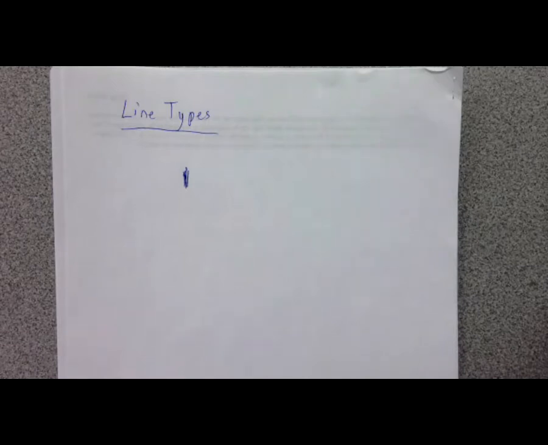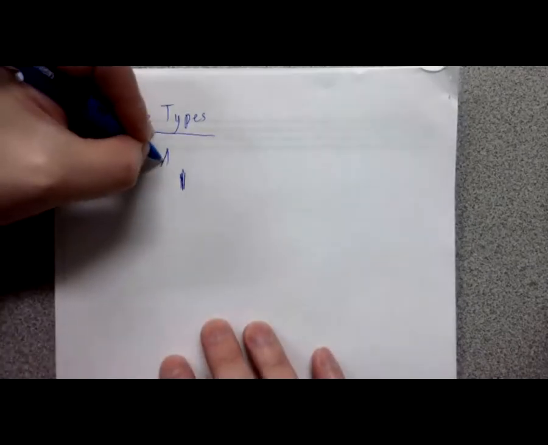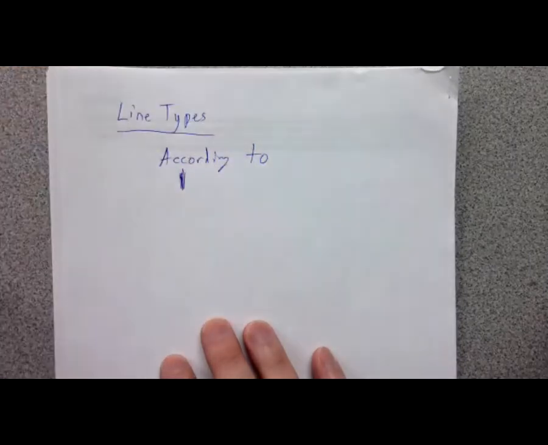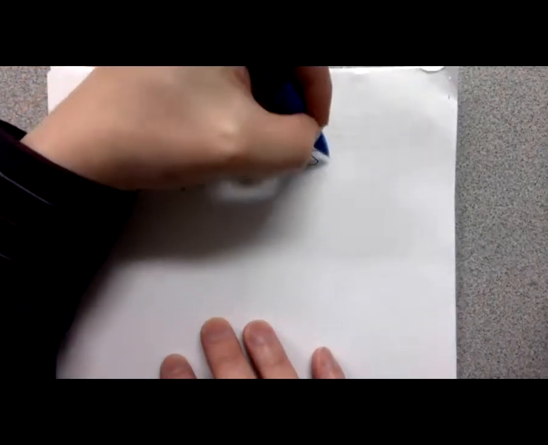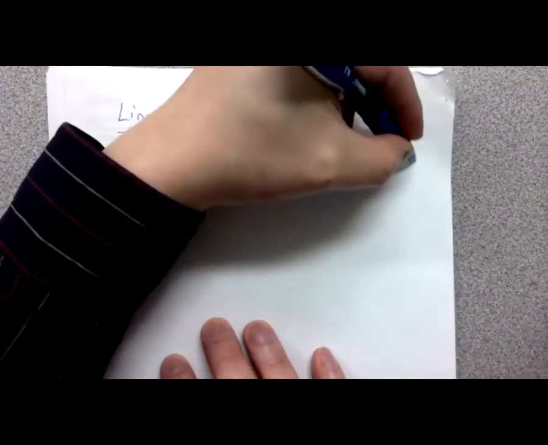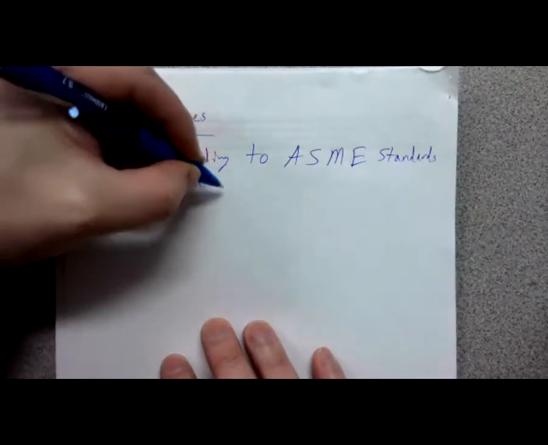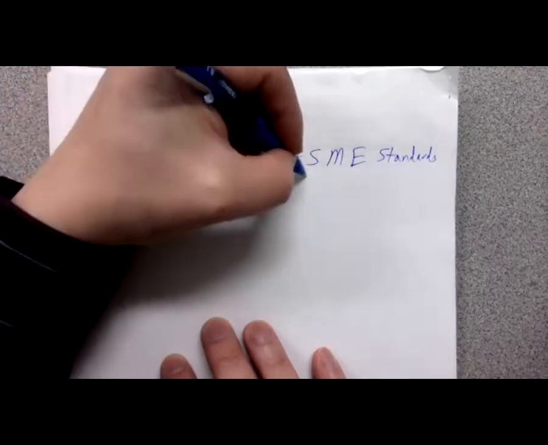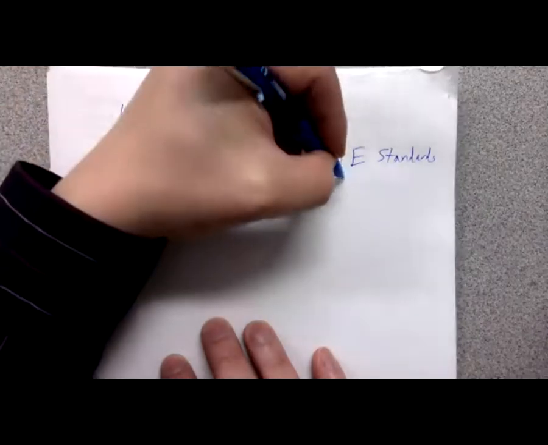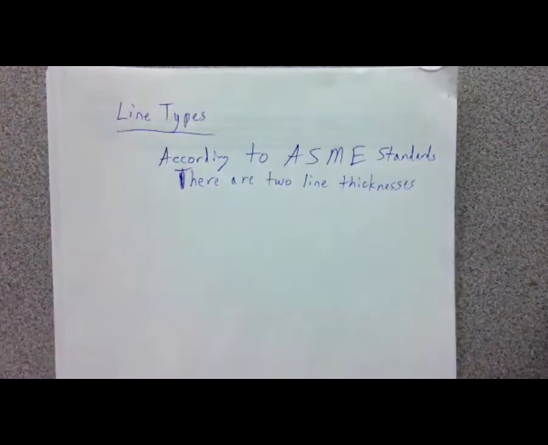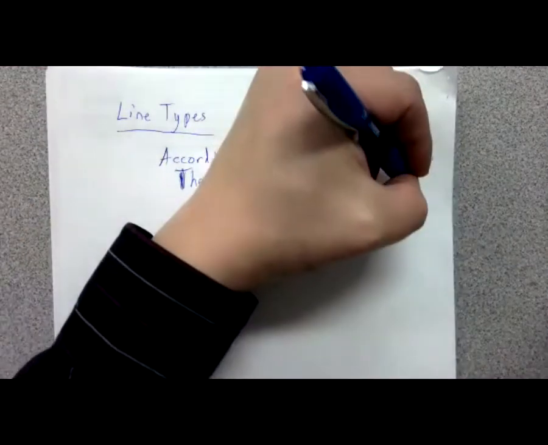So line types, these are according to ASME standards, there are two line thicknesses. There's a lot in that sentence to unpack there.